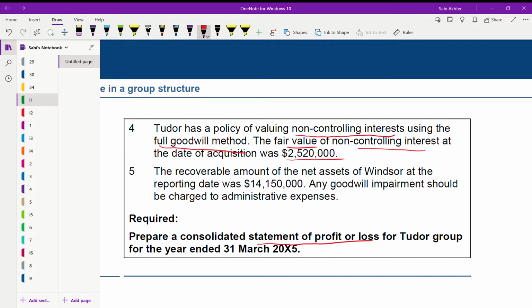And the fifth one is: the recoverable amount of the net assets of Winston at the reporting date was this. This is the recoverable amount. What does it mean? Impairment. There's an impairment that happened of net assets. Any goodwill impairment should be charged to admin expenses. So any goodwill, if it's there, should be charged to admin expenses.